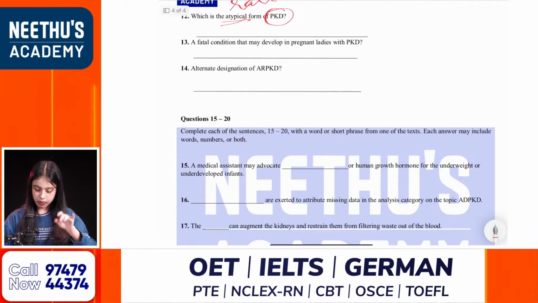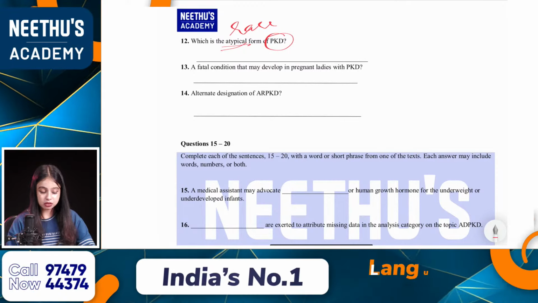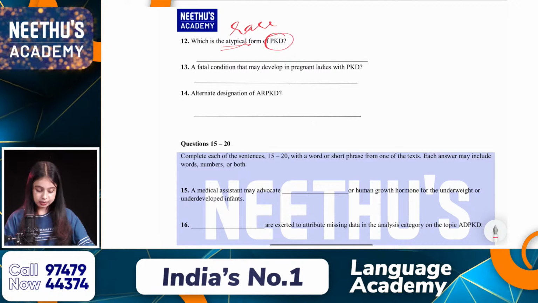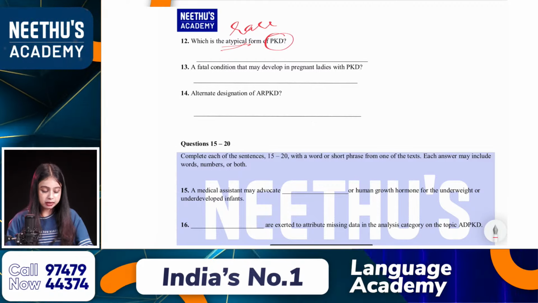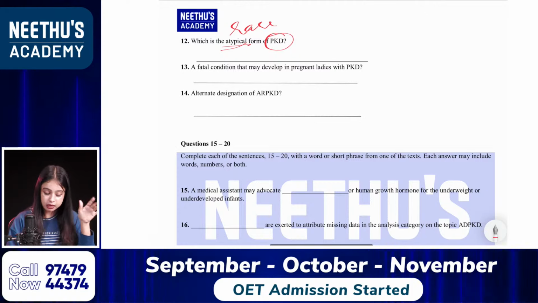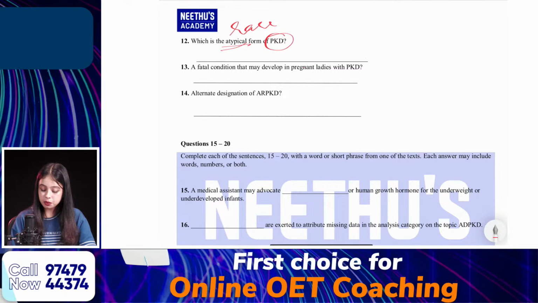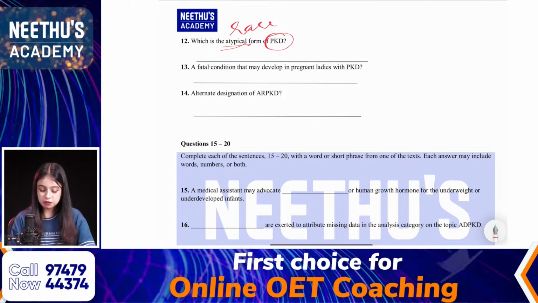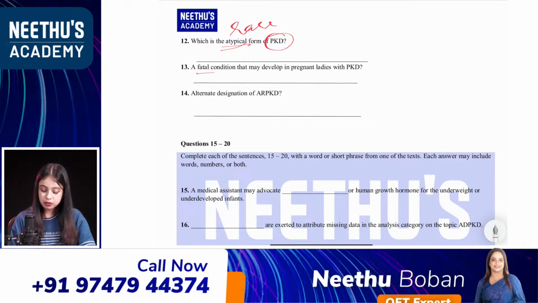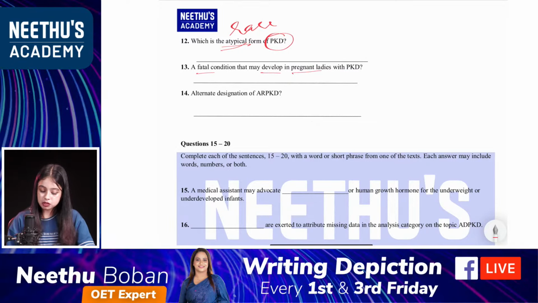Okay. And the 13th one. Okay, Manju, yes, Nazia, Jissa, Vaishnavi, Rose. Yes, very good, excellent. Okay, Reba, Najma, Roshna, yes, it is ARPKD. The 13th one: a fatal condition that may develop in pregnant ladies with PKD. Fatal, severe, develop, pregnant. So what about this one?